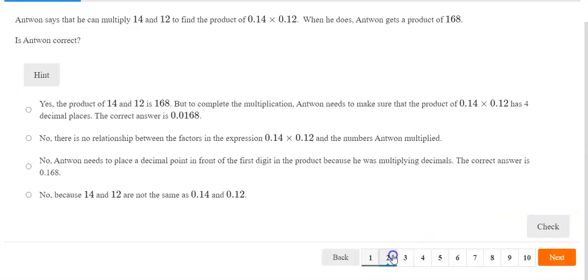Number 2, Antoine says he can multiply 14 and 12 to find the product of 0.14 times 0.12. When he does this, Antoine gets a product of 168. So yes, he can do that. However, he needs to put his decimal place in. We have 1, 2, 3, 4 decimal places, so he's going to need 4 decimal places, which is this first one right there.